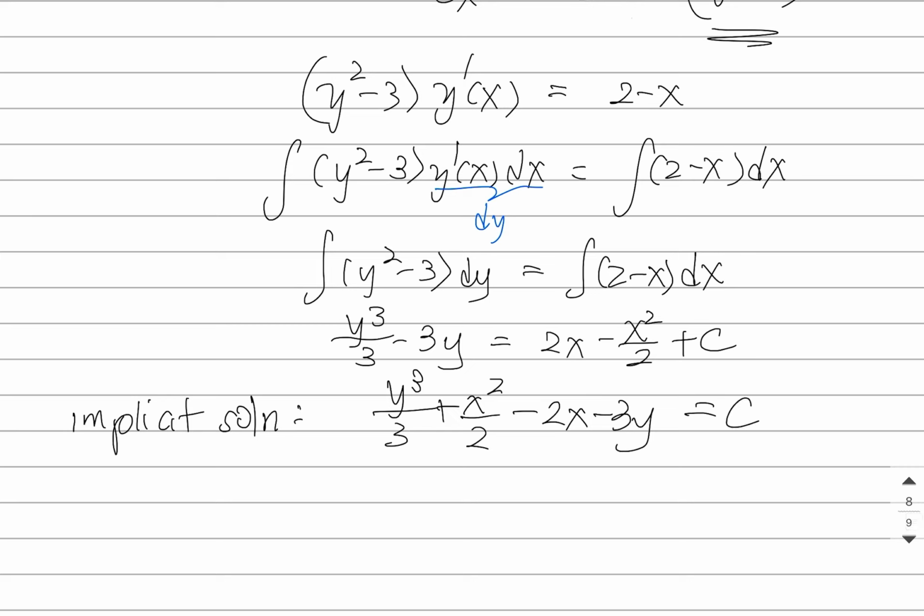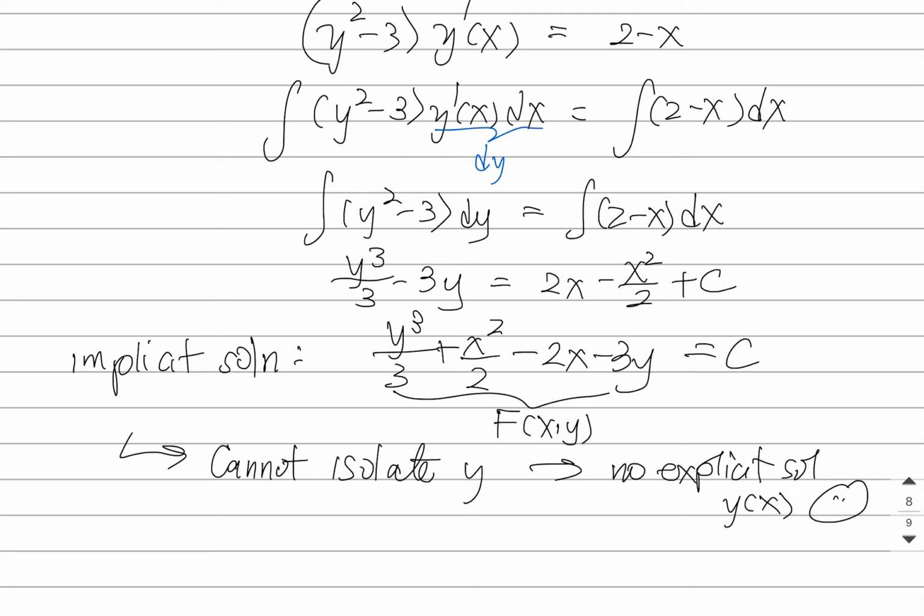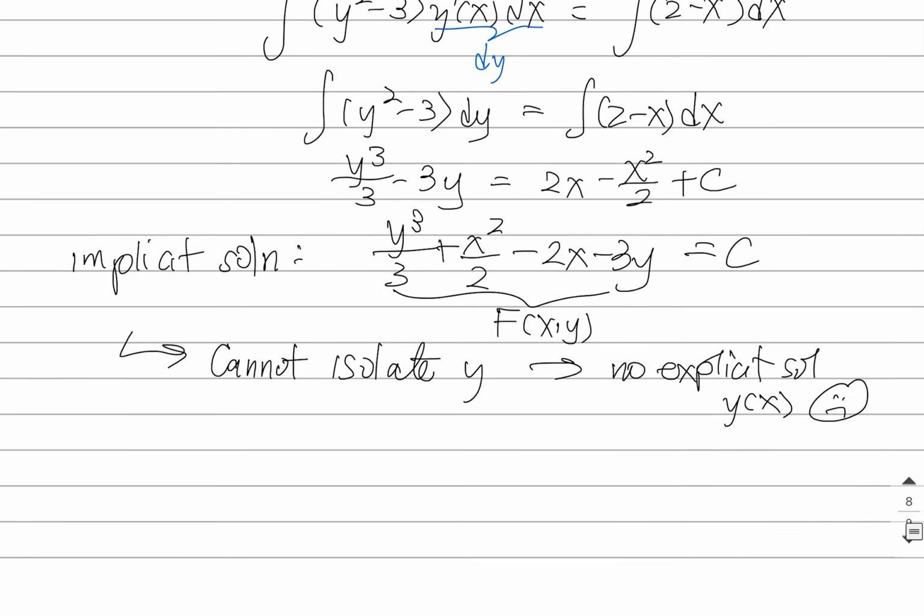And so, what do we do with this, right? There's our function of x and y. We can't unjumble this. We cannot isolate y. So we're not going to get an explicit solution, y of x. That's a fact of life with nonlinear differential equations. Sometimes you're going to be able to isolate for y, sometimes you won't.